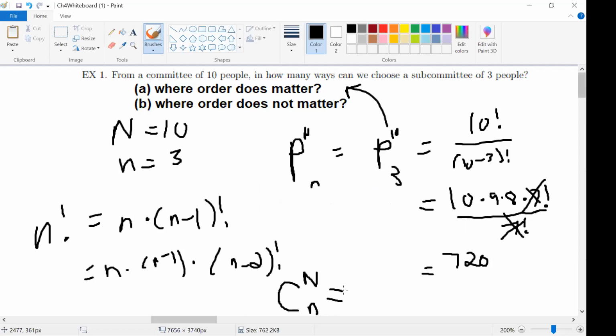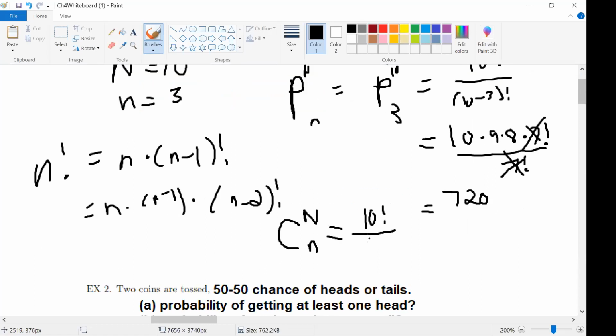And lowercase n. So here is our formula for combinations. We have capital N factorial, so 10 factorial, divided by lowercase n factorial, so 3 factorial. And then we still have 10 minus 3, so 10 minus 3 factorial. There we go. Sorry, that makes it a bit easier.